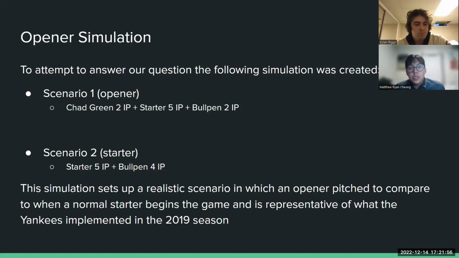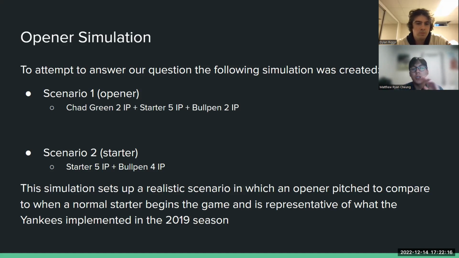So to attempt to answer our question, we created an opener simulation. The first scenario we detailed was when an opener starts. Our selected opener was Chad Green during the 2019 season. We said he would pitch 2 innings before the starter came in and pitched 5 innings, and then the bullpen would close the game with 2 innings.